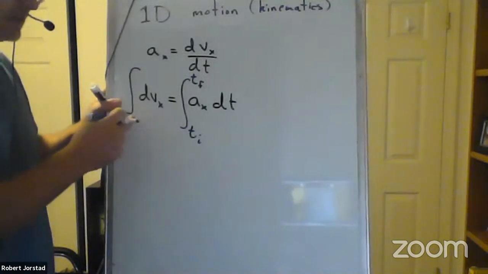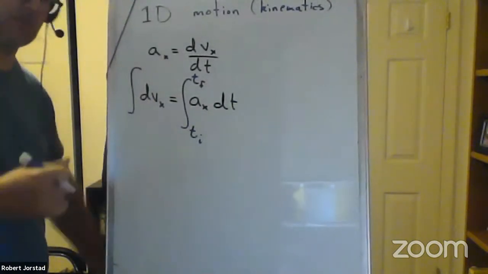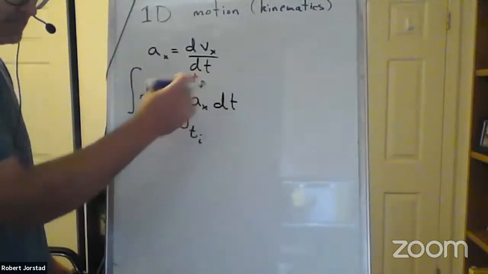So what would be a good lower limit for a dv integral, if you had to guess? Here we were doing a time integral. We went from t initial to t final.